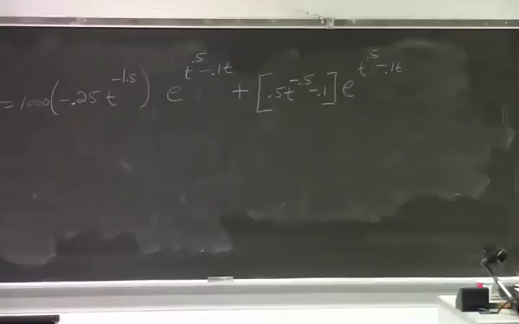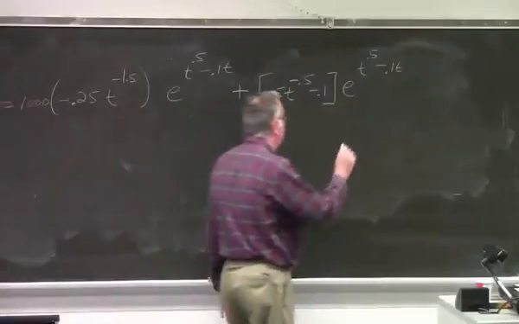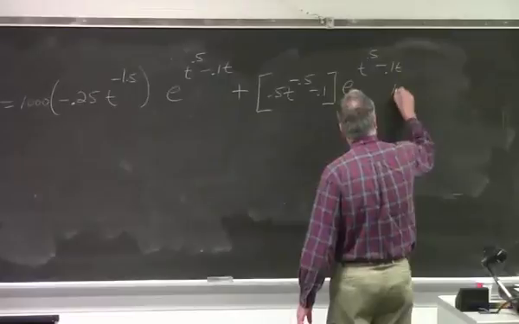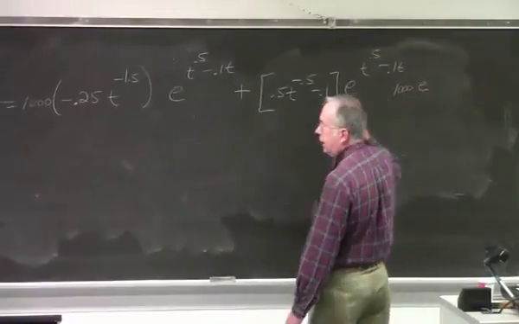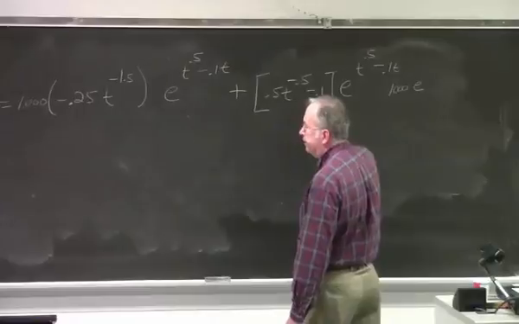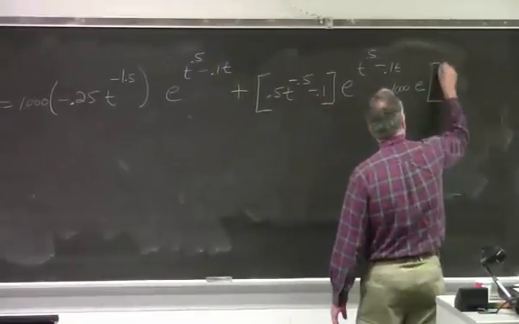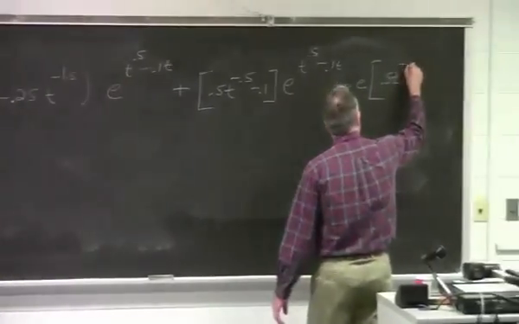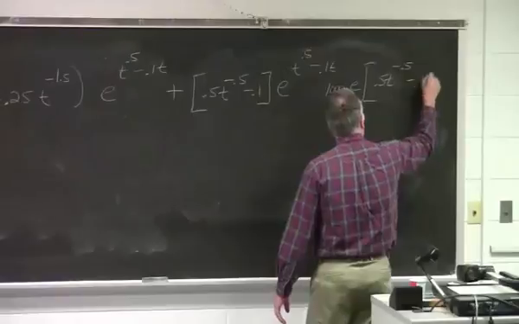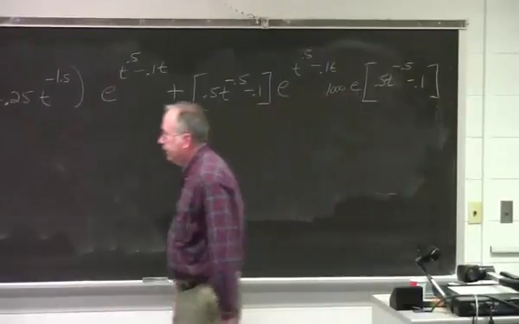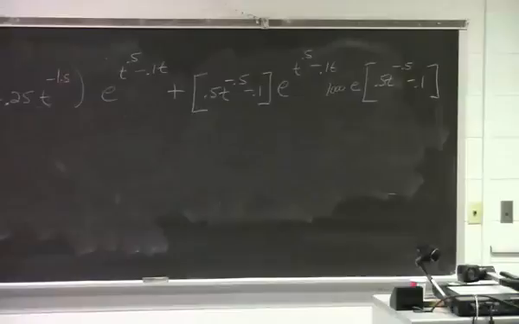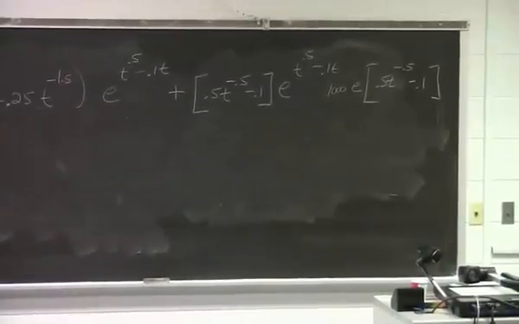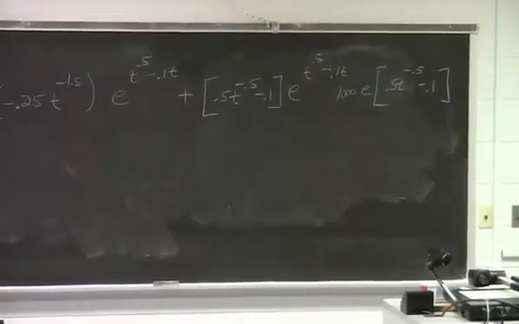Now you've got to multiply that times the first term. If you can do this, you're doing well. 1,000 times e to this, 0.5 t to the minus 0.5 minus 0.1. Again, derivative of the first term times the second term plus derivative of the second term times the first term. That's just the product rule.